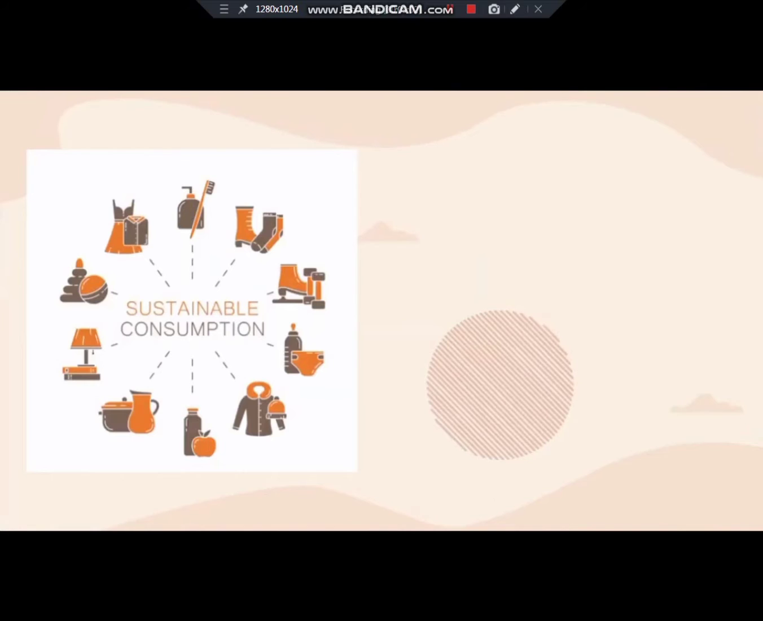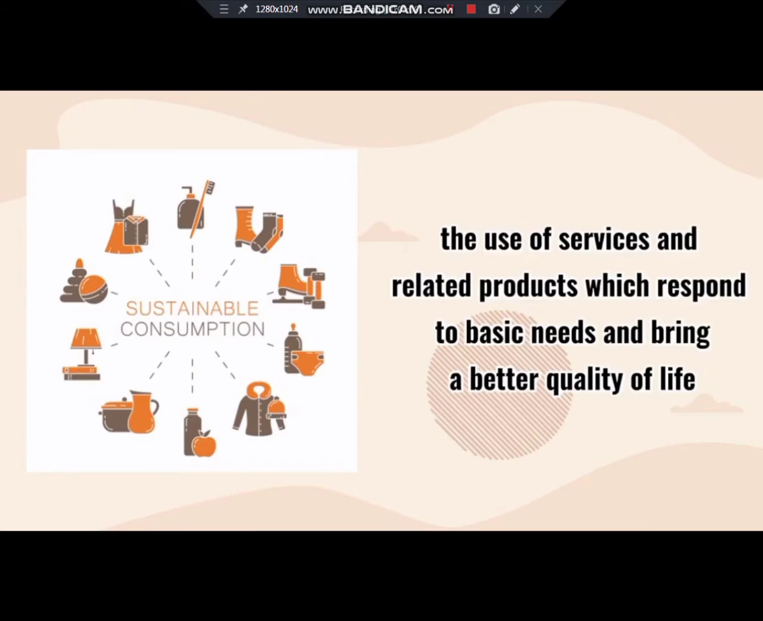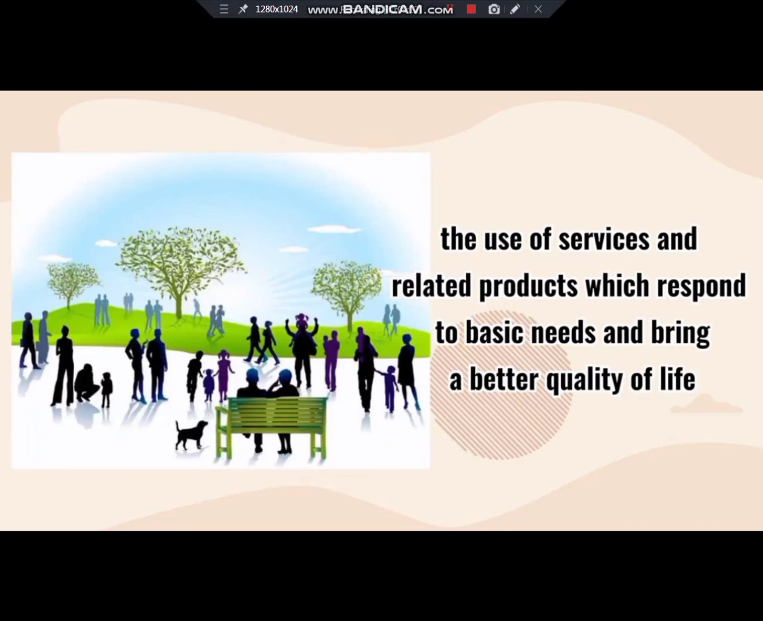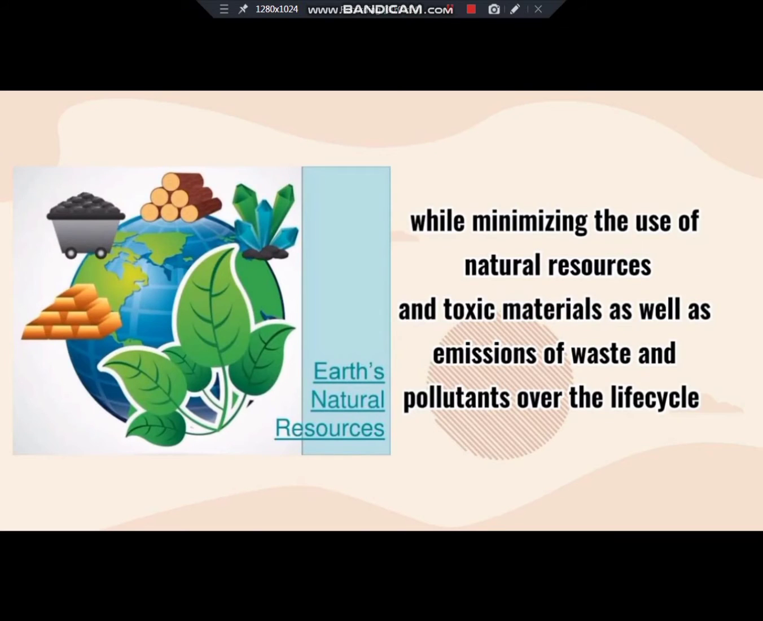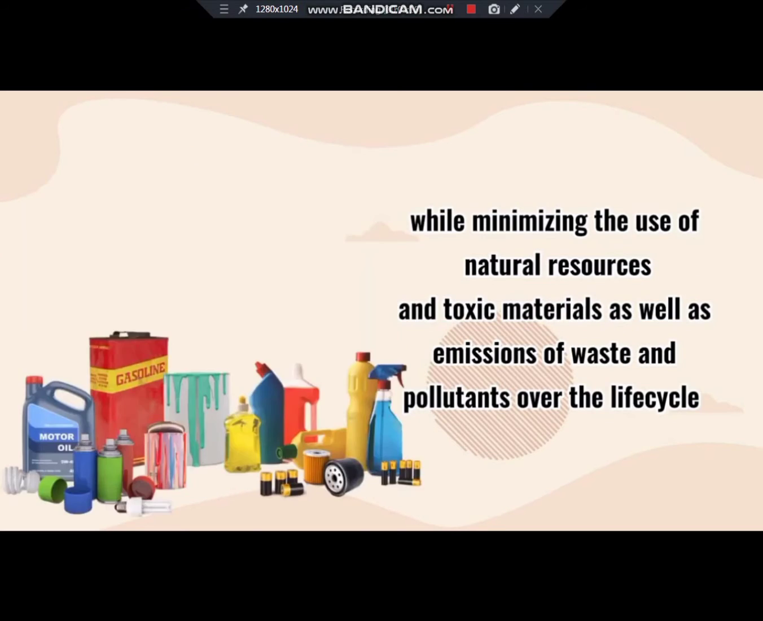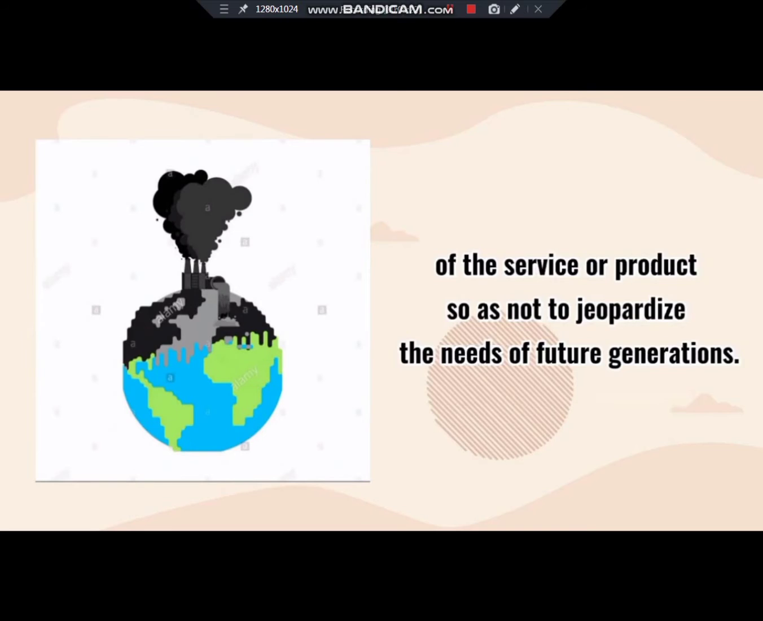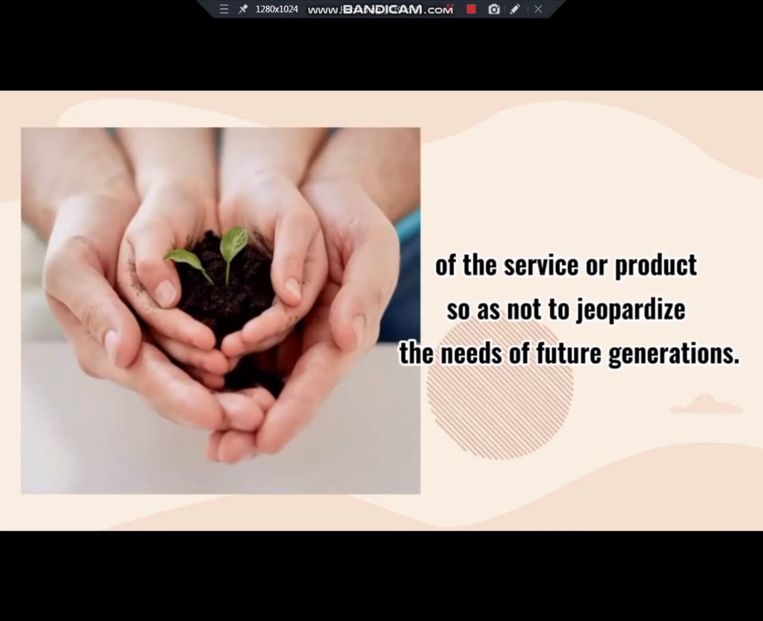As defined by the Oslo Symposium in 1999, sustainable consumption is the use of services and related products which respond to the basic needs and bring a better quality of life while minimizing the use of natural resources and toxic materials, as well as emissions of waste and pollutants over the life cycle of the service or product, so as not to jeopardize the needs of future generations.